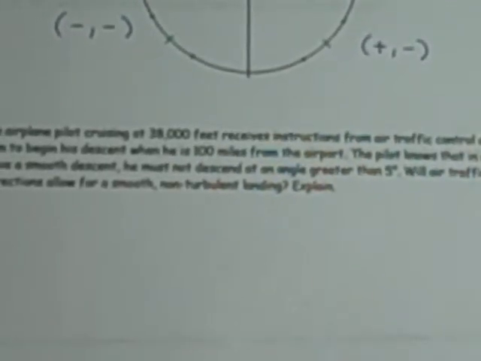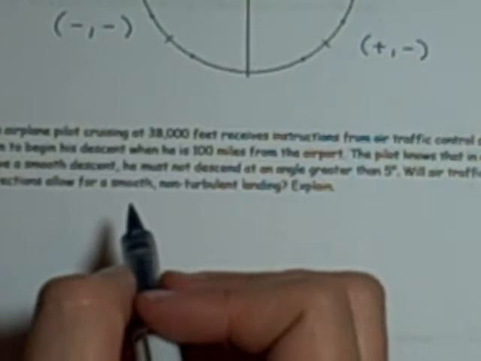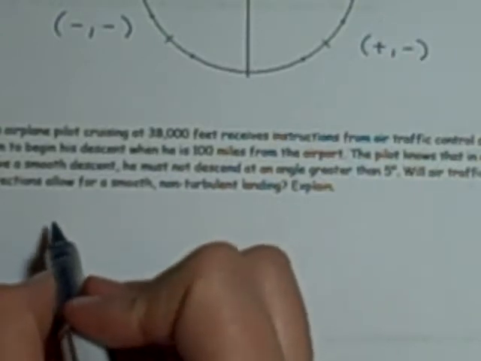So let's take a look at question 32. An airplane pilot cruising at 38,000 feet receives instructions directing him to begin his descent 100 miles from the airport. But this pilot needs to make sure that he's not descending at an angle that's bigger than 5 degrees. So let's find out what angle he would be descending at if he descended 100 miles from the airport.